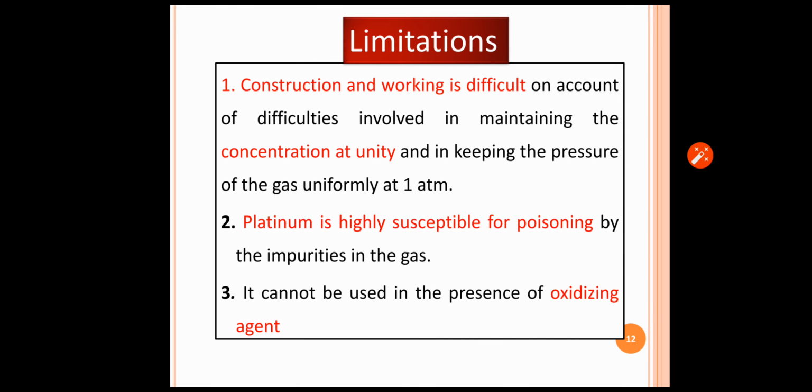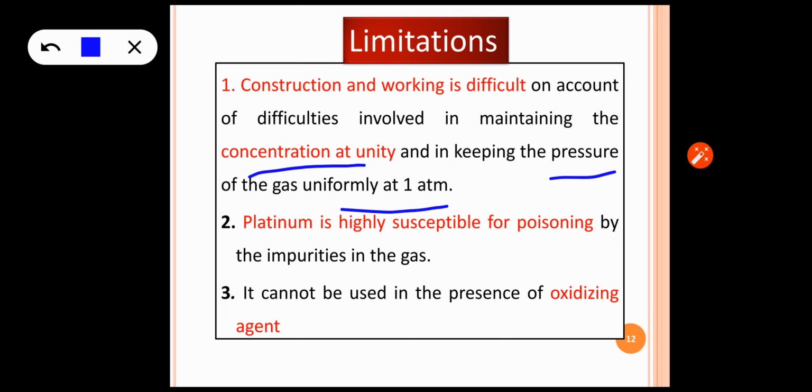Now what are the limitations of the standard hydrogen electrode? One of the important limitations is that it is very cumbersome and difficult to set up in the laboratory, because maintaining the concentration of H plus ions exactly unity and the pressure of 1 atmosphere of H2 gas is very difficult. So that's why it is very cumbersome or difficult to set up. The second limitation is that platinum is highly susceptible to poisoning by the impurities in the gas. And the third limitation is that it cannot be used in the presence of an oxidizing agent.